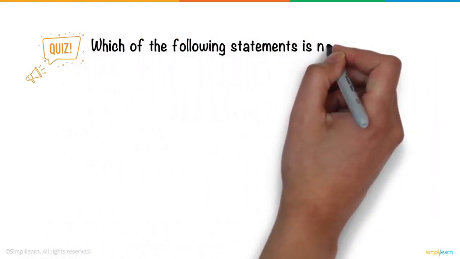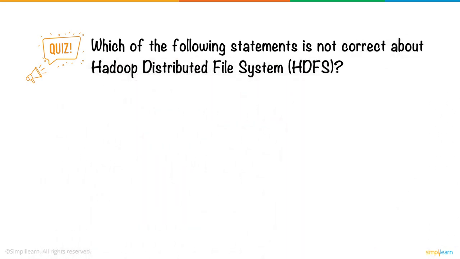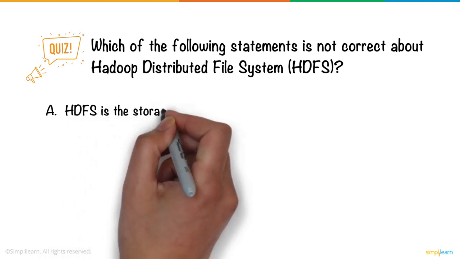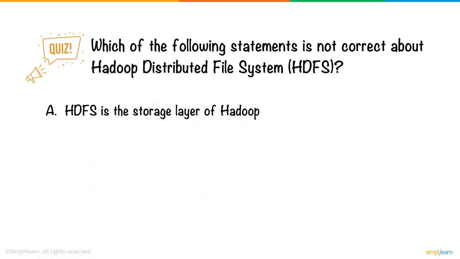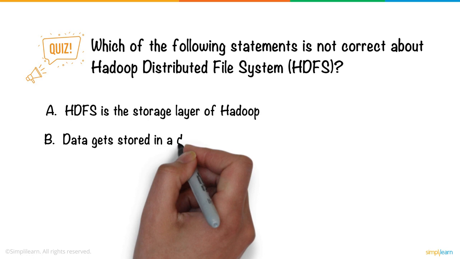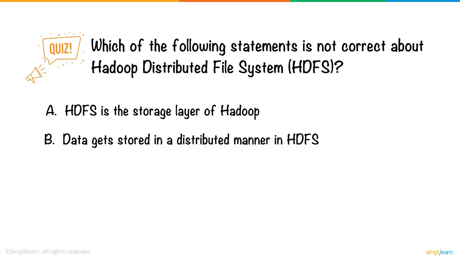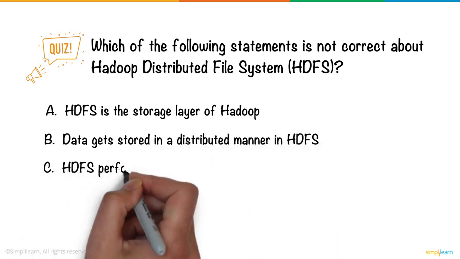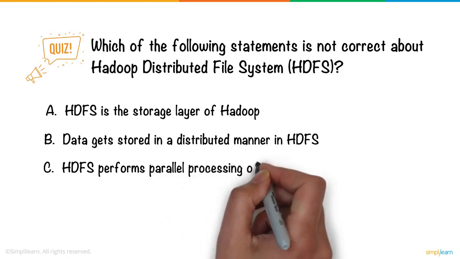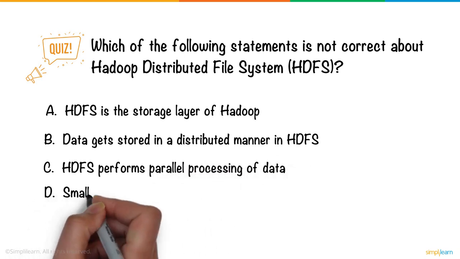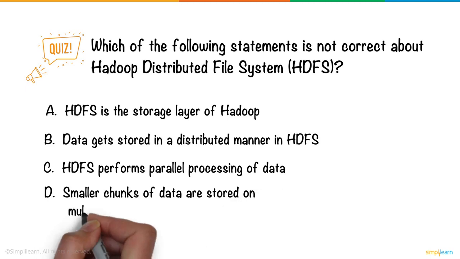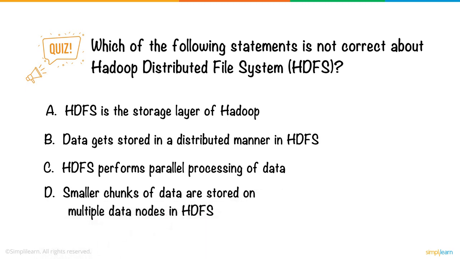So, here's a question for you. Which of the following statements is not correct about Hadoop Distributed File System, HDFS? A. HDFS is the storage layer of Hadoop. B. Data gets stored in a distributed manner in HDFS. C. HDFS performs parallel processing of data. D. Smaller chunks of data are stored on multiple data nodes in HDFS.